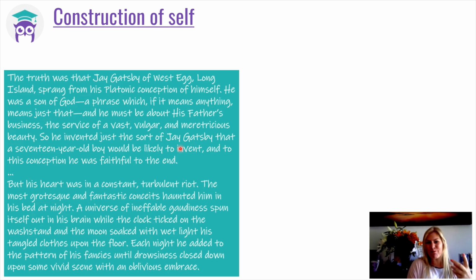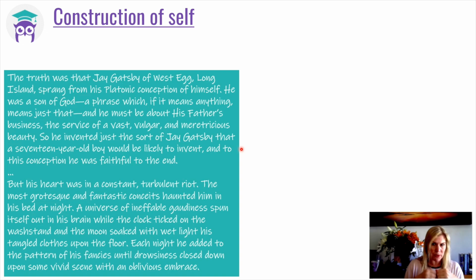So all of the madness and the excess and the impossibilities of J. Gatsby come because it was an invention of James Gatz, who was 17. And then you've got this sort of inversion, I suppose, of Christ here, because it's talking about going about his father's business, which is of course spreading the gospel, but in this case the business is an inversion of it. It's a vast, vulgar and meretricious beauty. It's about excess, conspicuous consumption. So a very clear sense of self and identity being constructed.